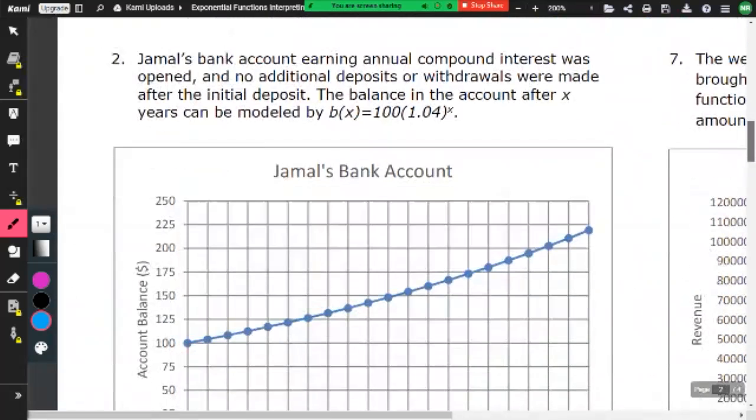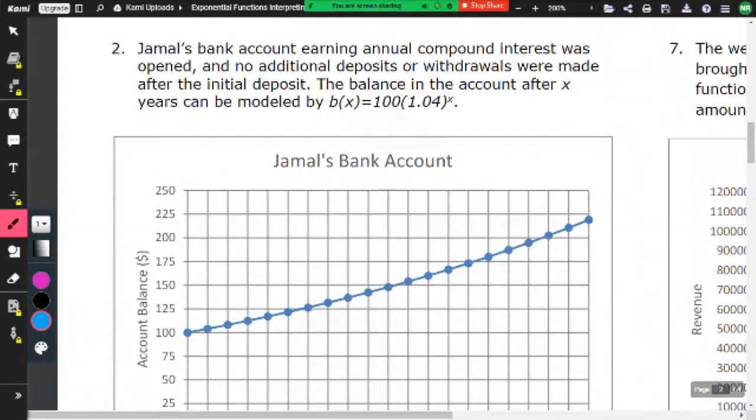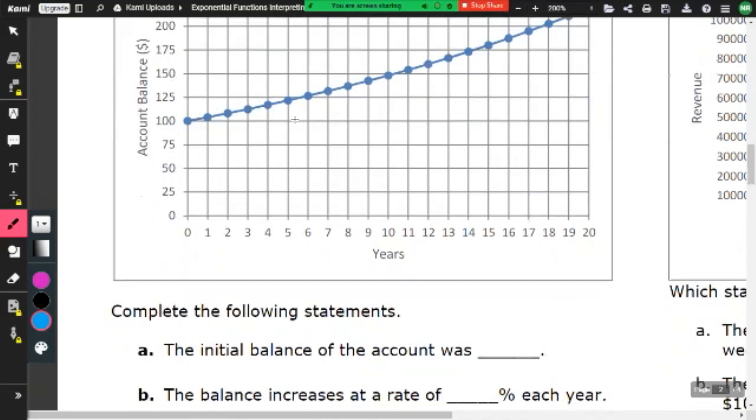Number 2. Jamal's bank account. Jamal's bank account is earning an annual compound interest, and there were no additional deposits or withdrawals made after the initial deposit. The balance in the account after X amount of years can be modeled by this equation. Sometimes it will give you the equation in the word problem. It won't always. Use that to your advantage. You know this is important information. Got it? Let's look at the questions.